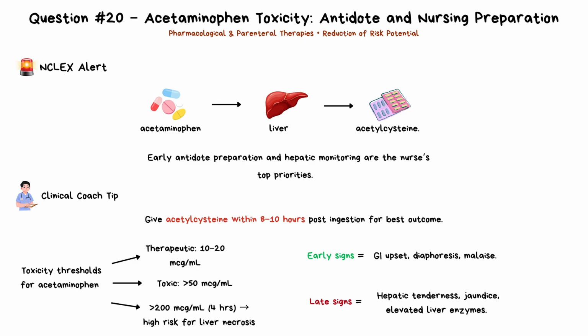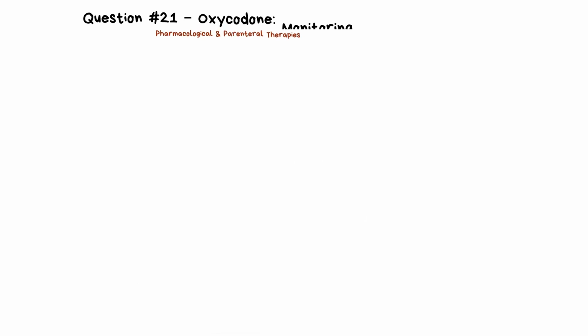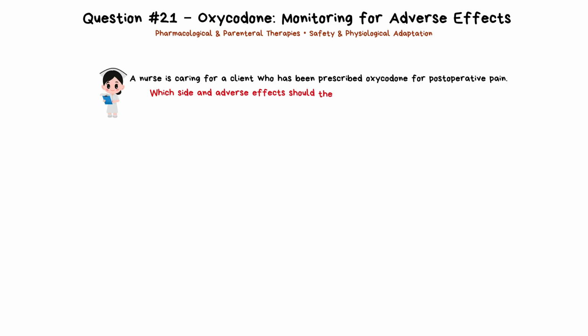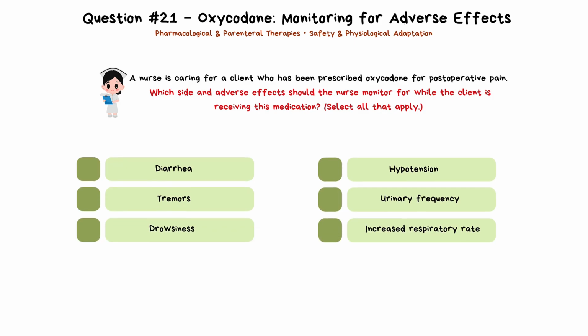All right, that completes question 20. Let's continue with the next neuropharmacology scenario. Here's a select all that apply question that focuses on opioid safety and recognition of adverse effects. Scenario: A nurse is caring for a client who has been prescribed oxycodone for postoperative pain. Which side and adverse effects should the nurse monitor for while the client is receiving this medication? Select all that apply. Options.